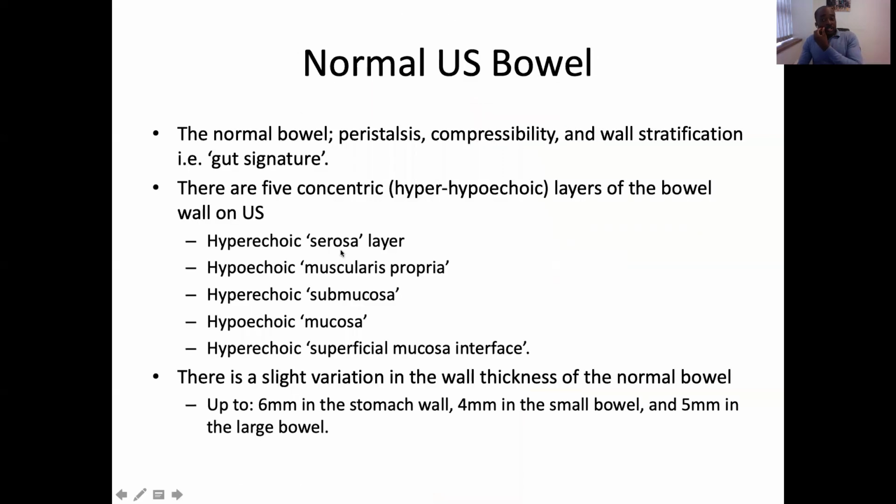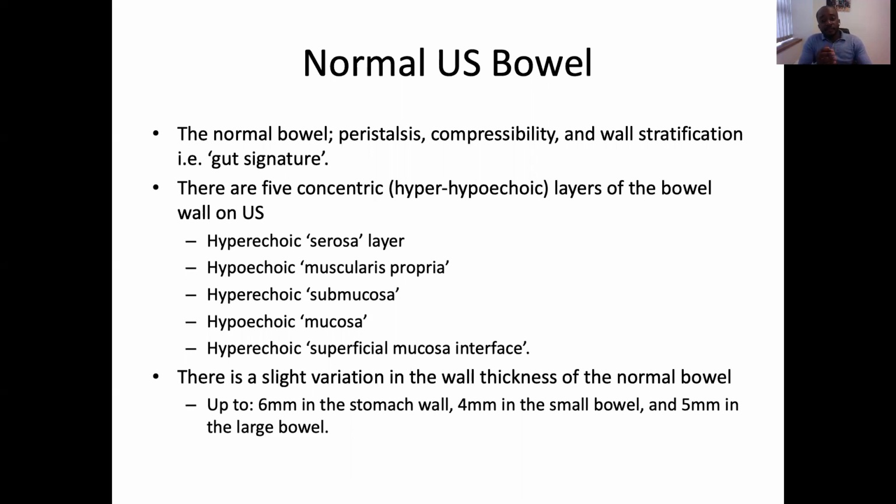So on ultrasound, the normal bowel would normally show peristalsis. Remember, ultrasound gives us real-time views of the bowel. Normal bowel tends to show peristalsis. It tends to be compressible, and you'd have the normal gut signature, which is also called the wall stratification or the wall layering. Now, what is the normal wall stratification of the bowel on ultrasound?